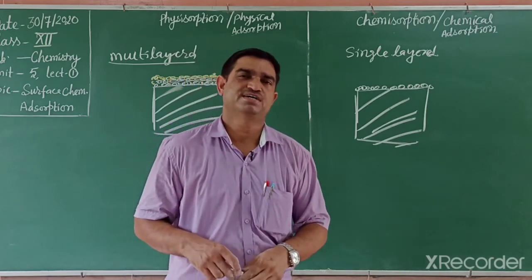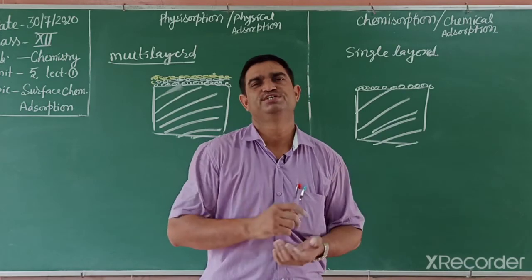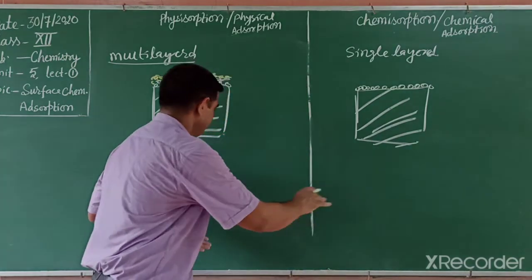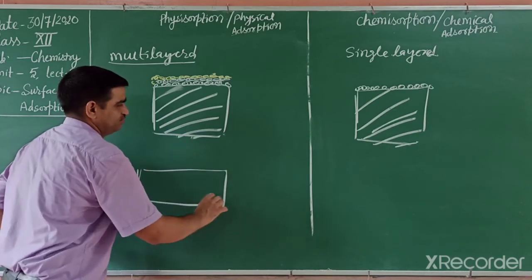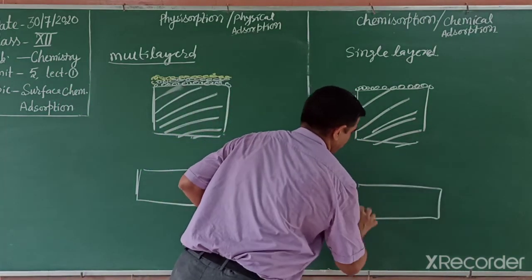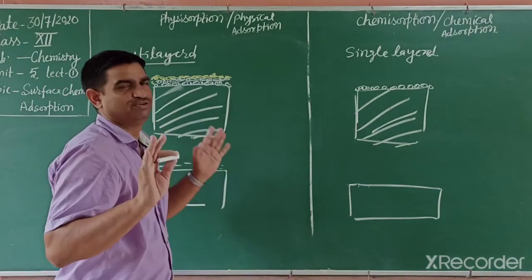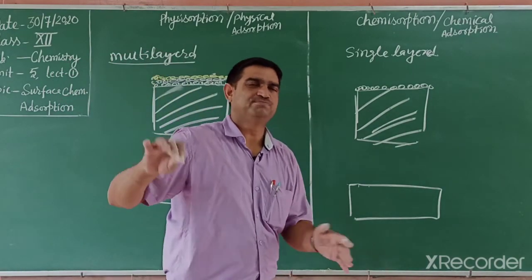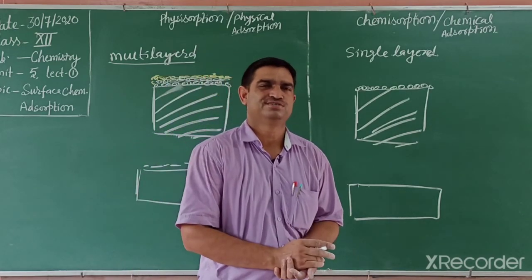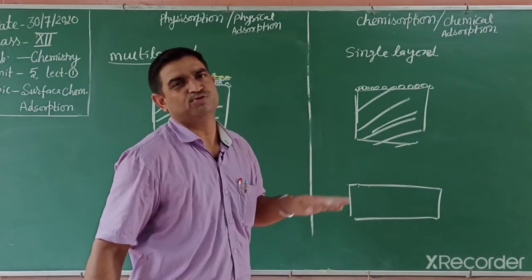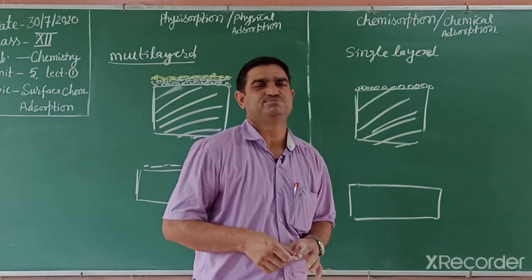Another main factor is surface area. If you increase surface area, both adsorptions increase. When surface area increases, adsorption increases. When pressure is applied to a gaseous molecule, adsorption also increases. Chemisorption and physisorption both increase. For temperature, it depends on Le Chatelier's principle.